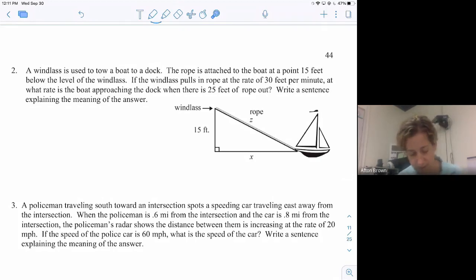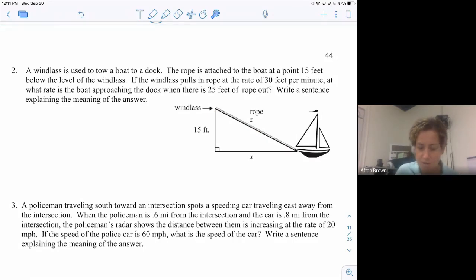So they're telling us a windlass is used to tow a boat to a dock. So this boat is approaching the dock as the rope gets pulled in. The rope is attached to the boat at a point 15 feet below the level of the windlass. So this side is 15. This is not going to change. So it's attached right here. As the boat comes in, this side doesn't change, x changes, and the rope length changes.